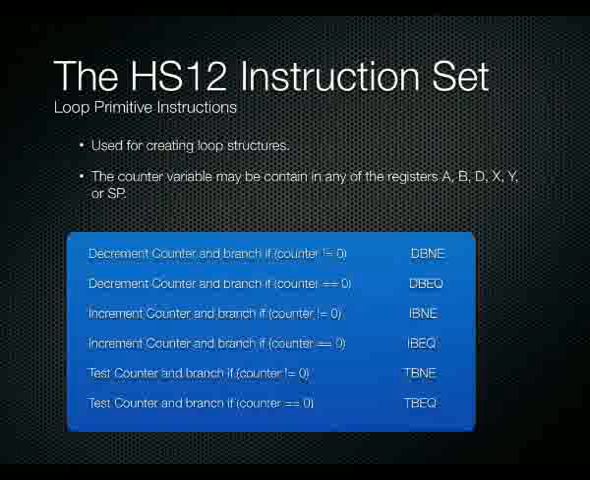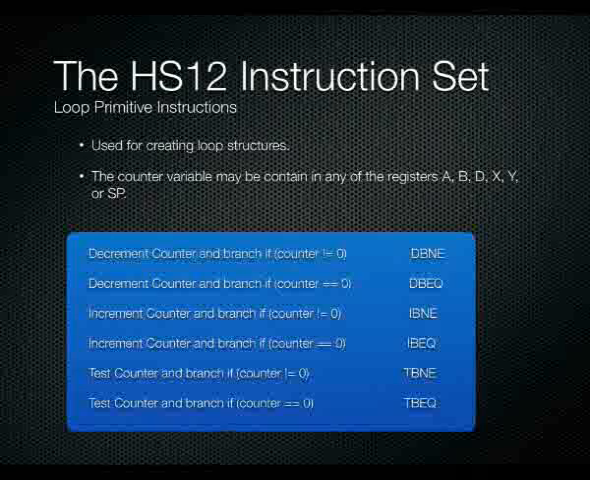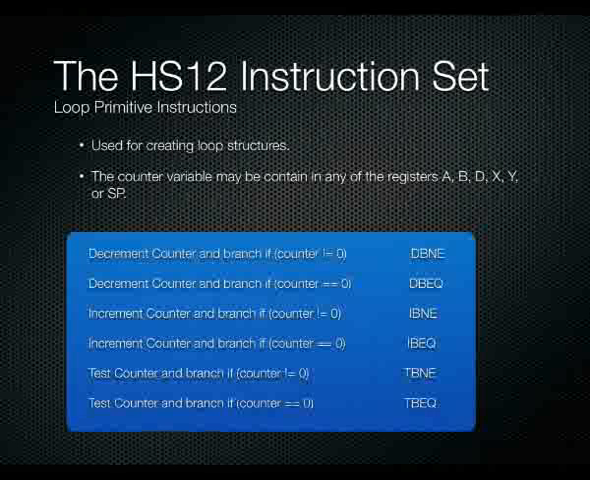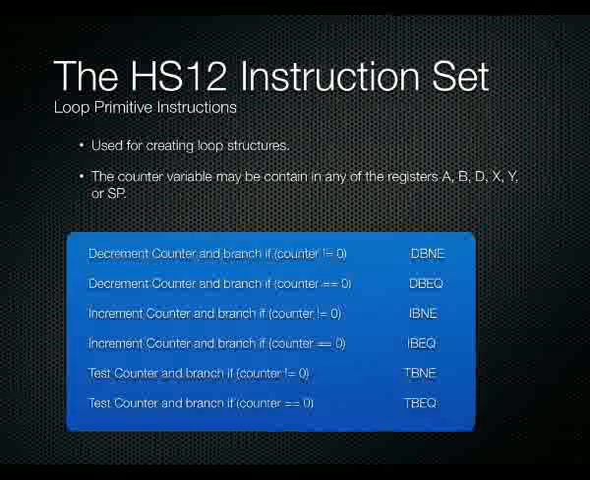You've got test counter and branch if counter not equal to 0, and test counter and branch if counter equals 0. So you've got TBNE and TBEQ as well. So you've got these 6 loop primitive commands, which are very useful for setting up loops.